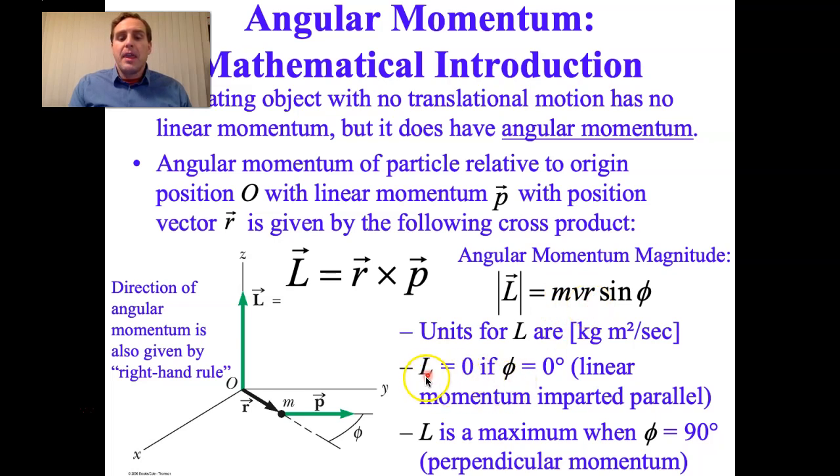Notice that if L equals 0 and phi equals 0, only linear momentum is imparted on an object because the position vector and the linear momentum vector are parallel. L is maximum when phi equals 90 degrees, because that means the linear momentum is causing this position vector to be pushed in a perpendicular sense. So that's maximum angular momentum.